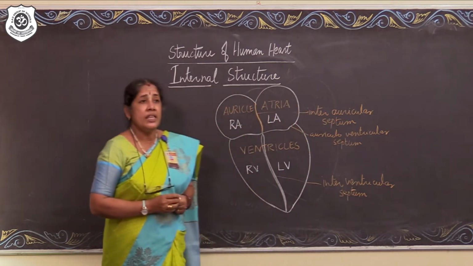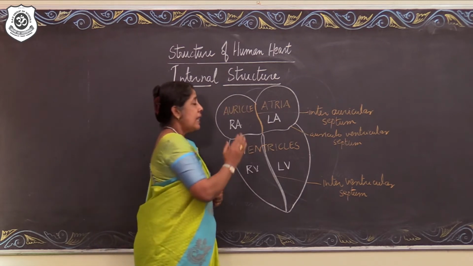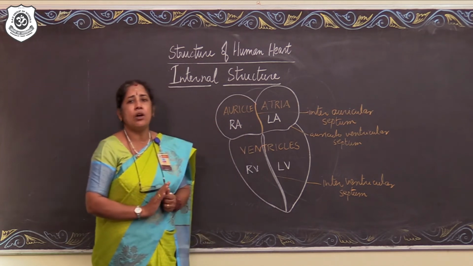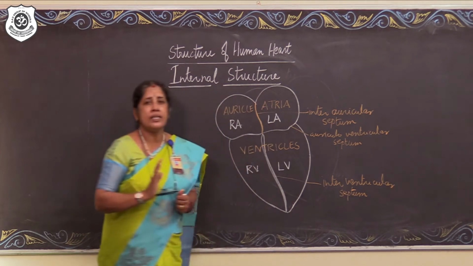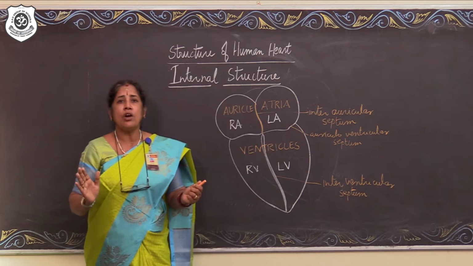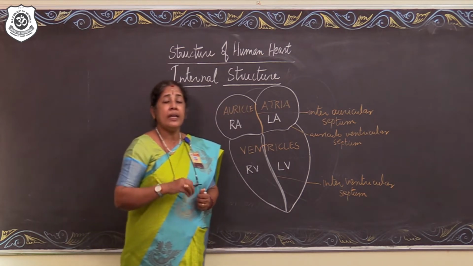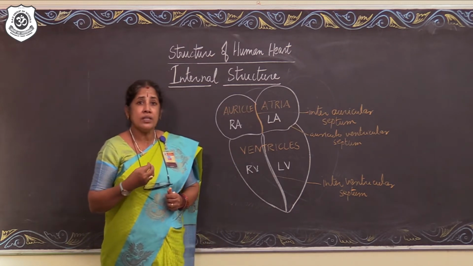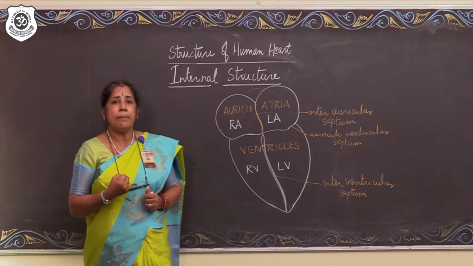Now, these septa are very, very useful because they clearly separate the oxygenated and the deoxygenated blood. The presence of the interauricular and ventricular septum ensures that the oxygenated and the deoxygenated blood do not mix. This is very, very important in the higher organisms like the birds and the mammals, because there is a constant demand for energy in order to keep the body temperature constant.